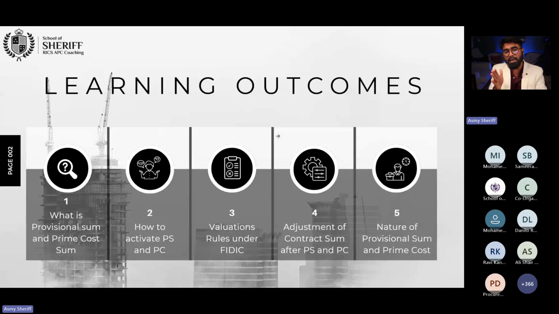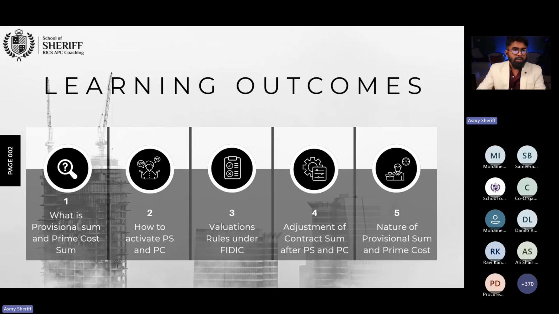Then finally, after we value them, how are we going to adjust our contract, right? How are we going to do that? And finally, of course, general information about what is provisional sum and prime cost and what is the nature of them. These are the 5 major elements we're going to learn. So that's going to be very in depth and very detailed. So please bear with me, okay?